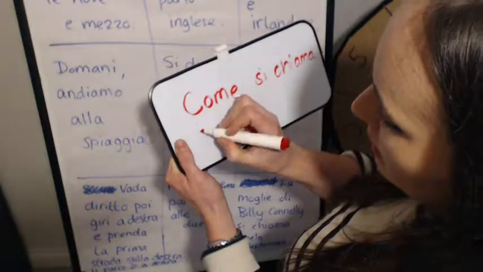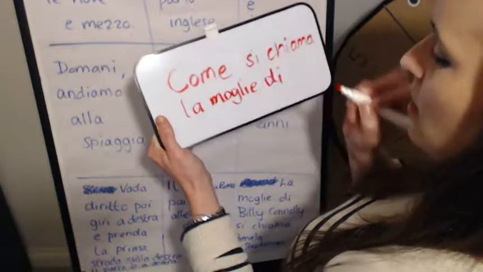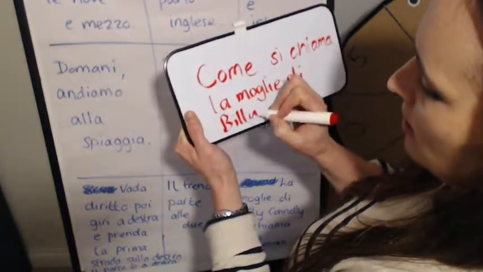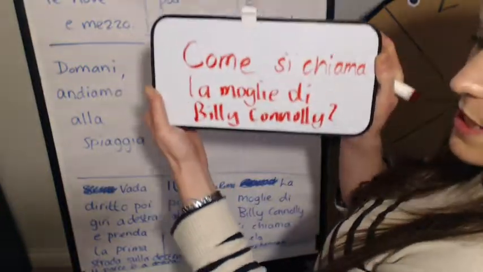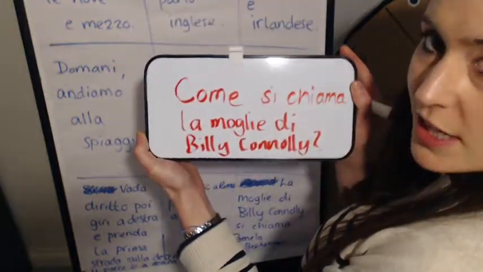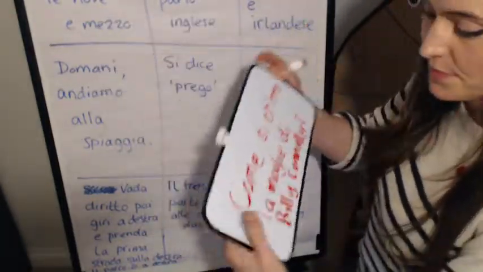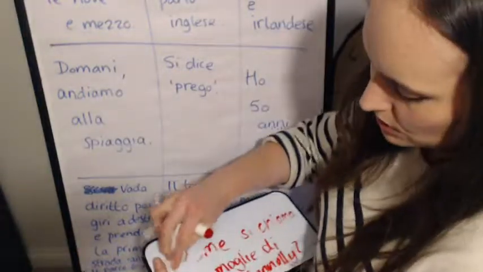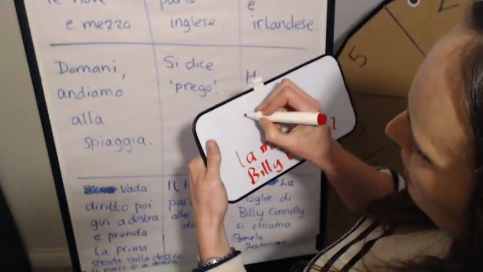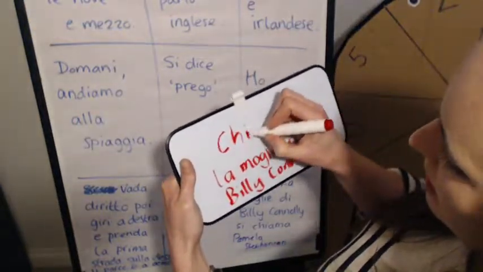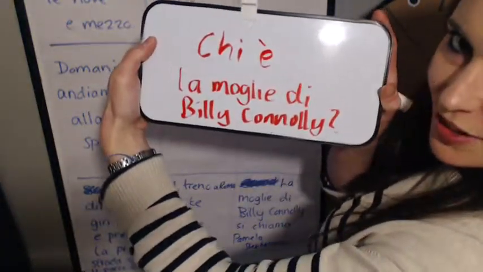Come si chiama la moglie di Billy Connolly. Lovely little Billy. Such a funny guy. Come si chiama la moglie di Billy Connolly? La moglie di Billy Connolly si chiama Pamela Stevenson. So, if you wanted to change that, more or less asking the same question, I would have accepted this as well. Chi è la moglie di Billy Connolly?